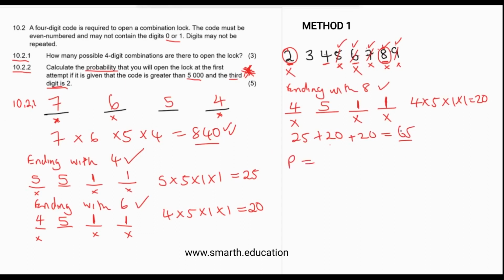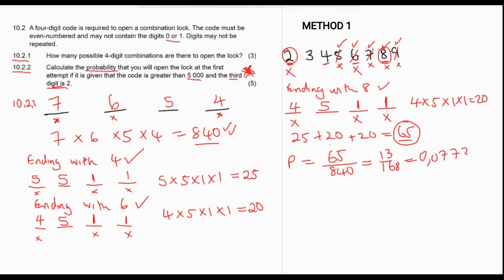But remember, we're required to calculate probability. And probability is the number of combinations meeting the conditions, which is 65, divided by the total number of possible outcomes, which is 840, which is 13 over 168, which is equal to 0,0773. It goes on like that. Then to 2 decimal places, this is 0,08.